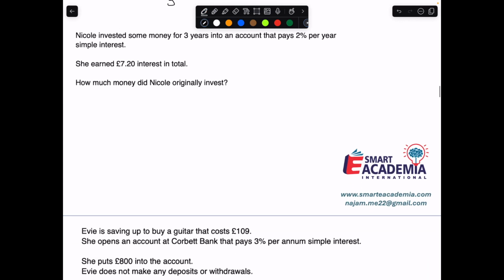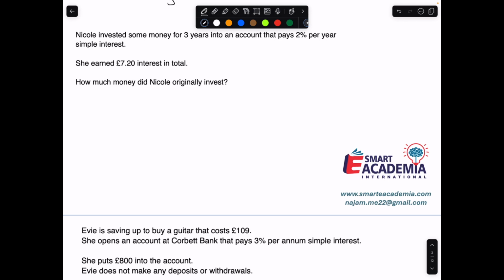The next question says, Nicole invested some money for 3 years into an account that pays 2% per year simple interest. She earned £7.20 interest in total. How much money did Nicole originally invest? Now, it's the same question, but a different variable needs to be found.